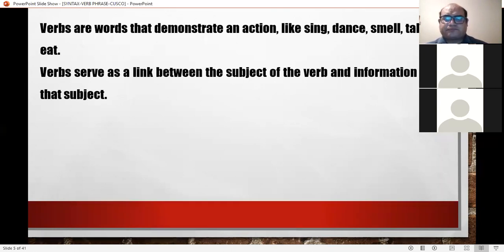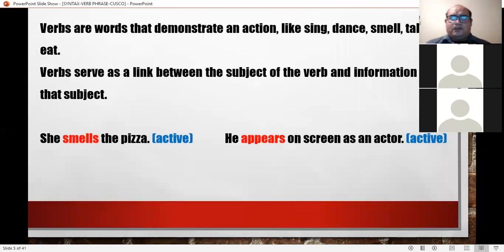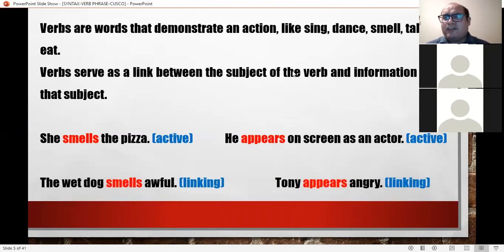So let's see here. She smells the pizza. Here the verb smells is an action, right? He appears on a screen as an actor. Again, here you have an action verb. What about linking verbs? Notice the difference. The wet dog smells awful. It smells again, right? But the first one represents an action. It's active. But the second one is not an action.